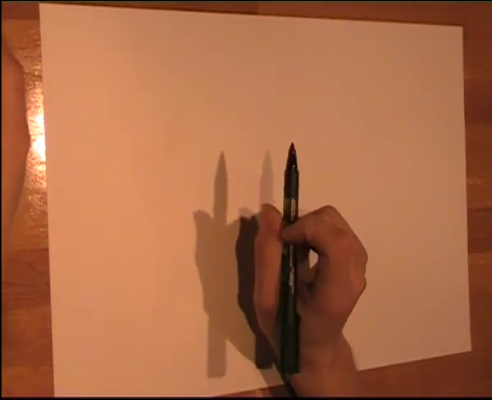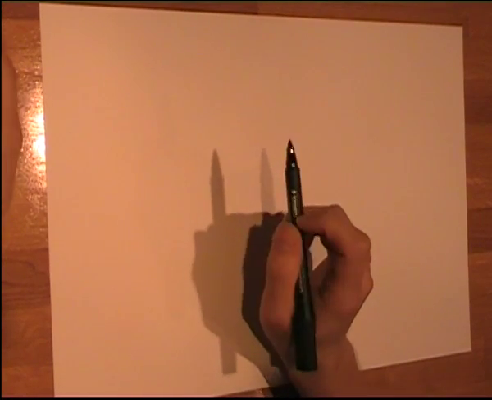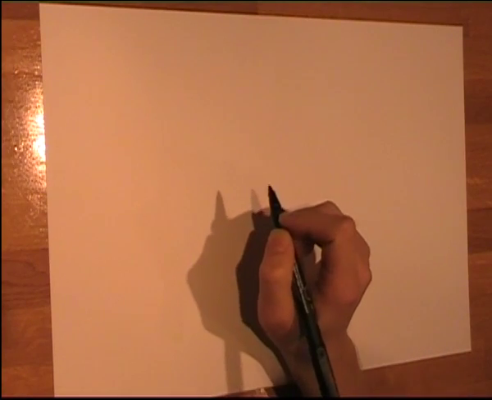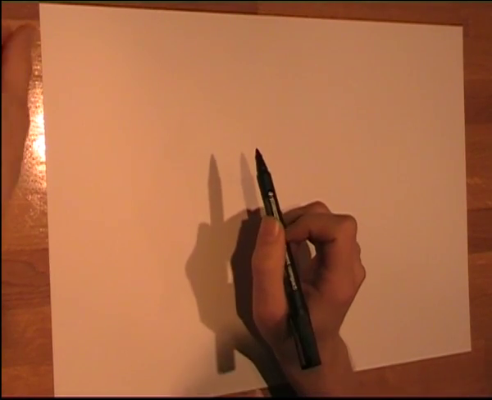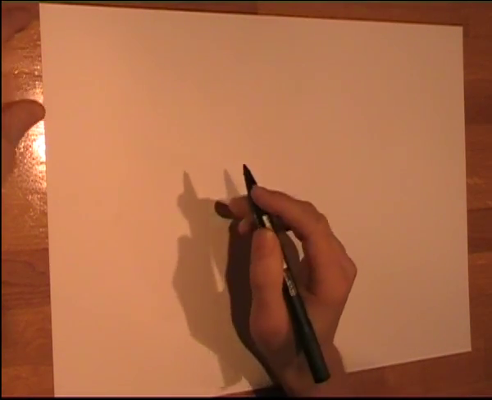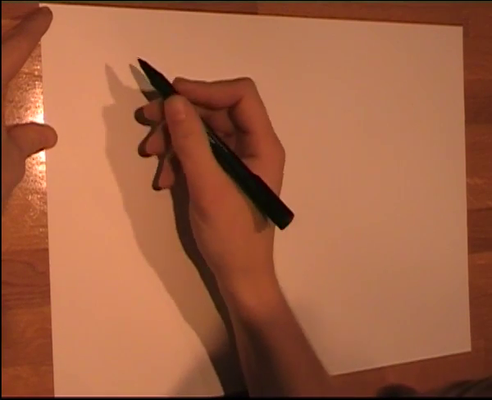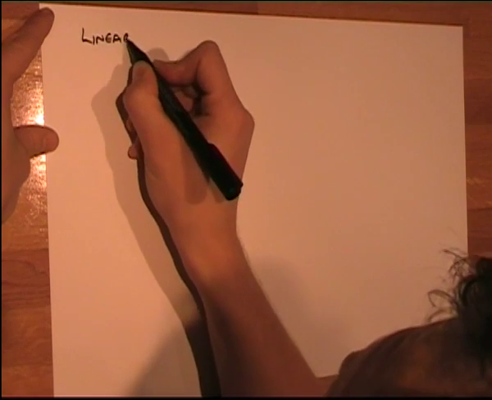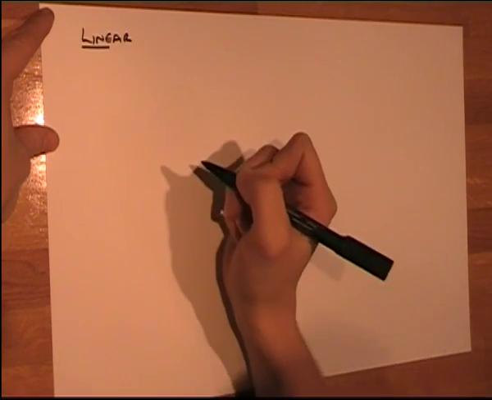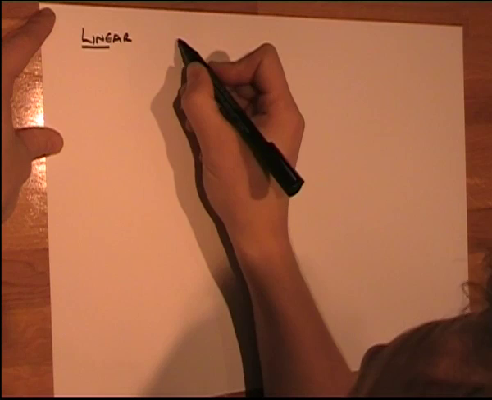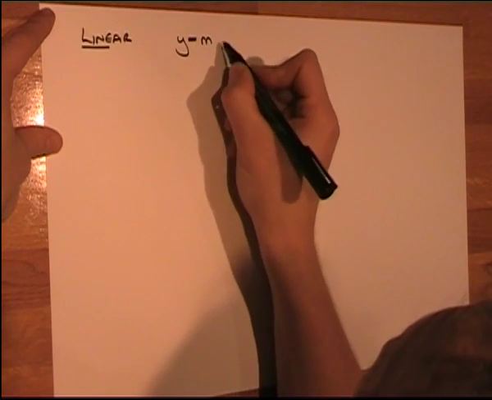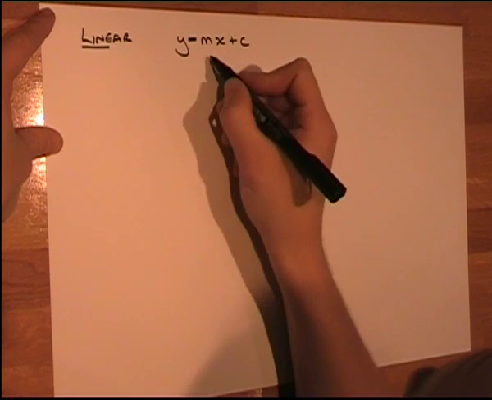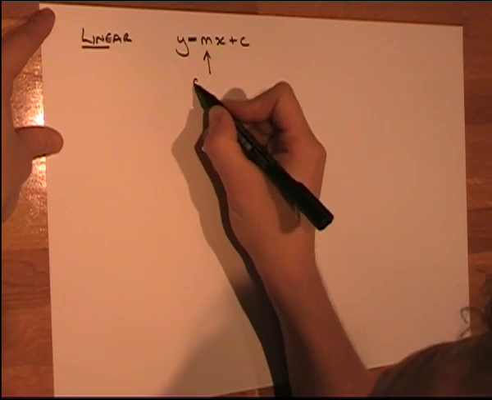First section on quadratics. I'm going to give you a little bit of background about what a quadratic is, very briefly. And before I do that, I'm just going to tell you a little bit about linear graphs. So linear curves, as the name suggests, are straight lines, and you may have come across them already in the form y equals mx plus c. And we know a little bit about these already, I hope.